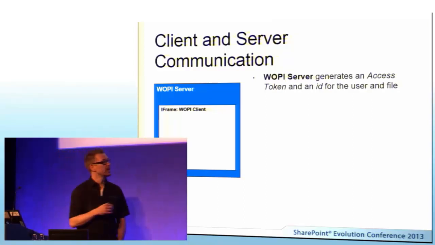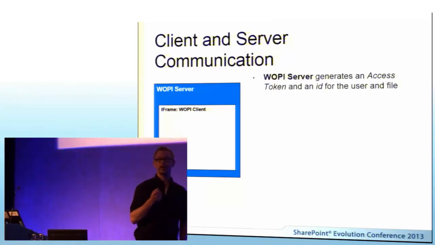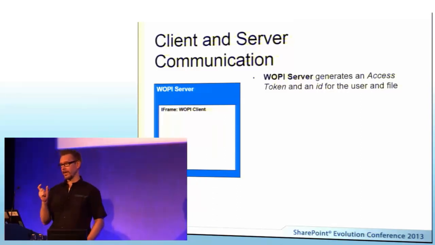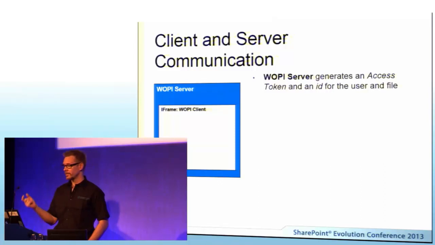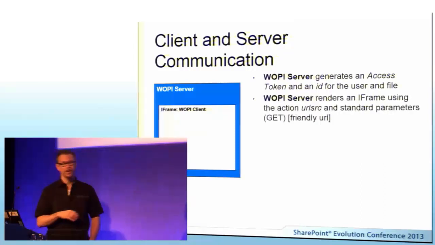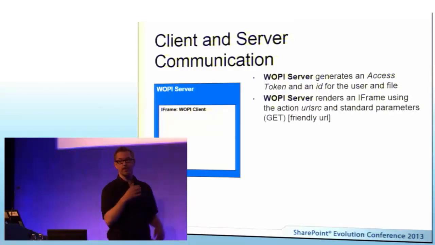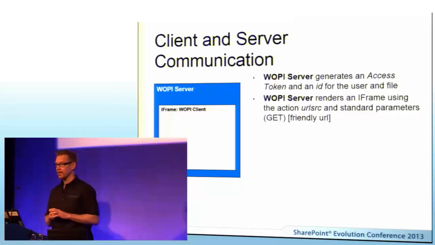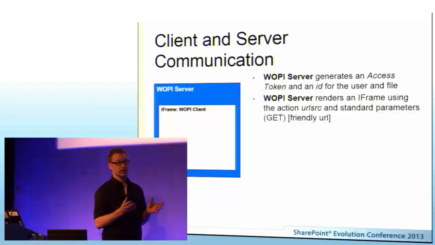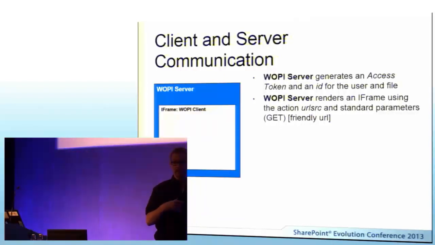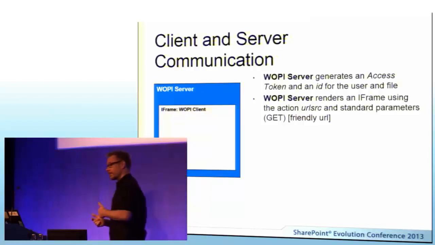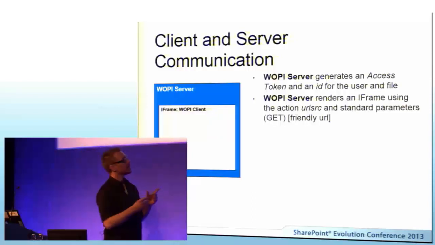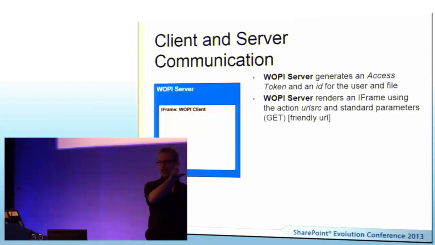First of all, the WOPI server generates an access token for that user and file, and a specific unique ID for the file that they want a preview or a specific view of. Then it generates an iframe, with the ID and access token in the URL. Normally it's a GET request according to the specification, but SharePoint actually uses a POST request here, but it works as well.